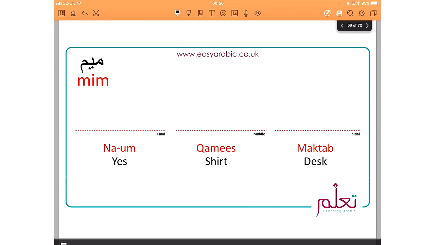Examples. So the first one is Maktab, which means desk. So we have the meem going like this, then we have the kaf, then we have the ta, and the ba. Maktab.